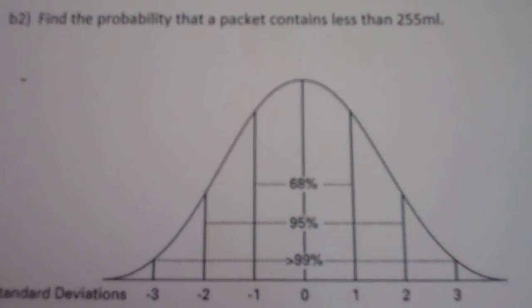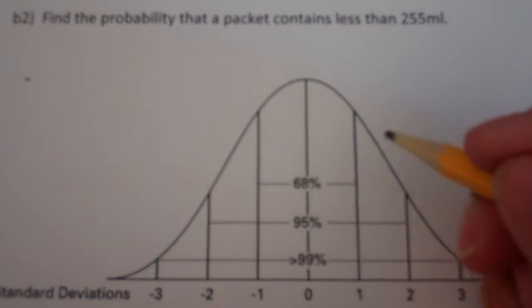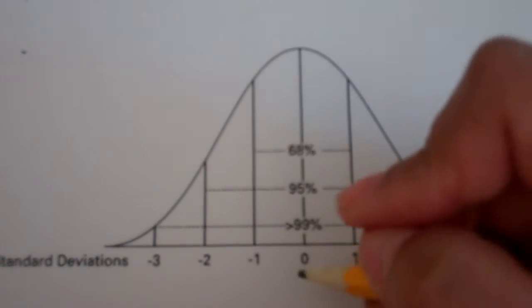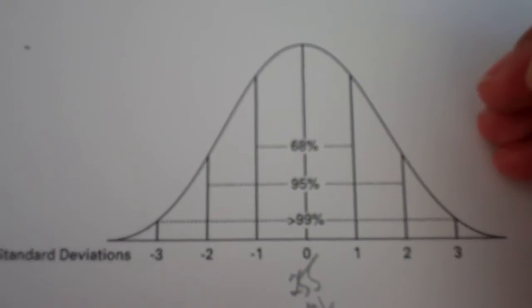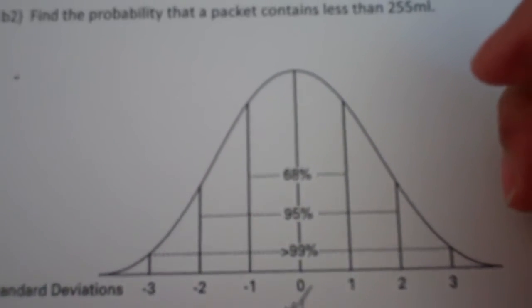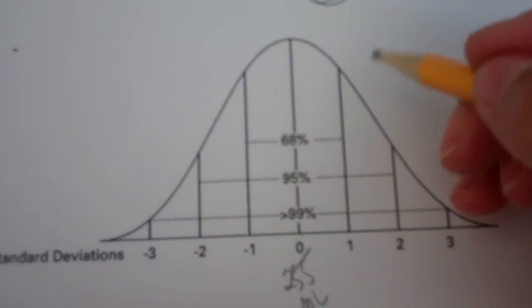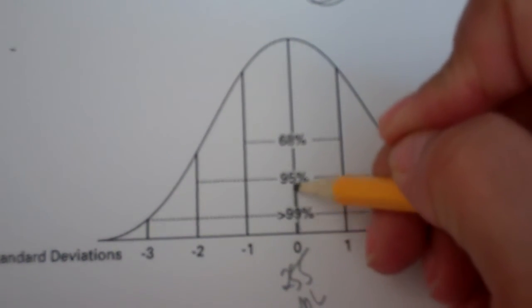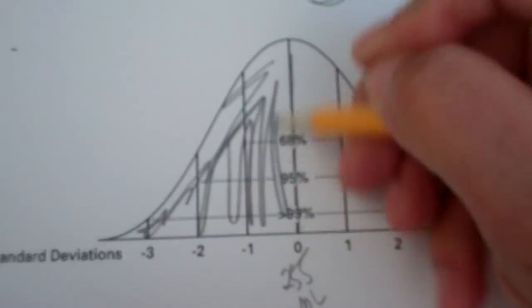Again, I'm going to put my numbers in, but let's do the question first. Find the probability that a packet contains less than 255. Oh, hey, 255 was here. 255, that was our mean. We know that because it's always about our mean. Let's look to see what direction they want. They want less than. Okay, well, here's my mean. Here's my line. Let's shade in less than all this.